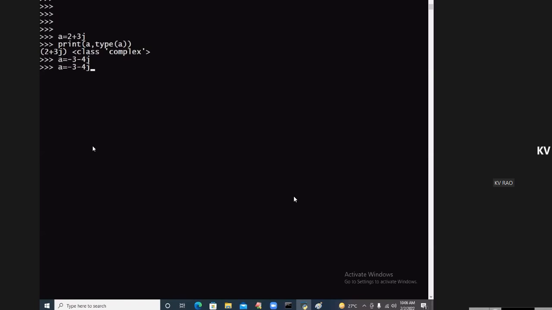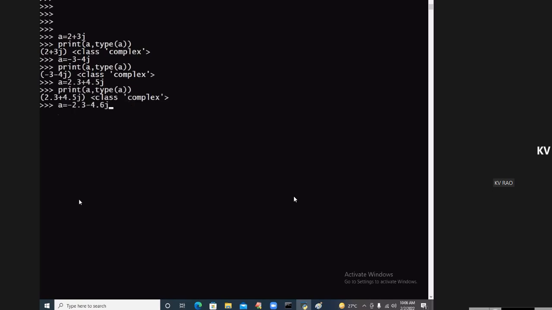I will take print of a. See that it is a negative value. Negative integers, positive integers. a is equal to 2.3 plus what? 4.5j. Yes, print that data, it is printing like that. a is equal to minus 2.3 minus 4.6j. Print of a. I got the answer like this.